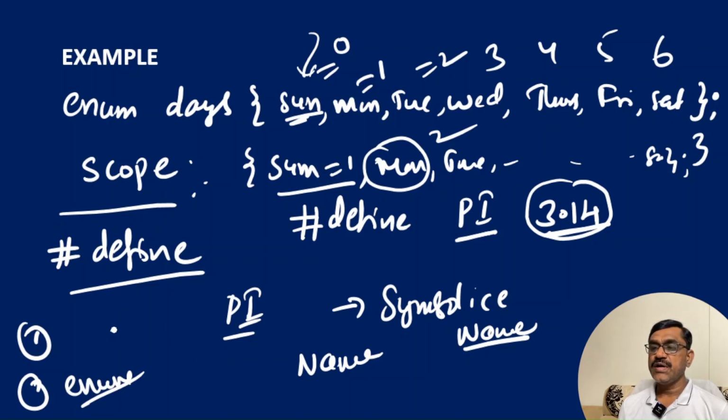Another major difference you have to identify here is enumeration data type can be declared either in the local scope or global scope, whereas hash defined only comes under the global scope. That is very, very important.